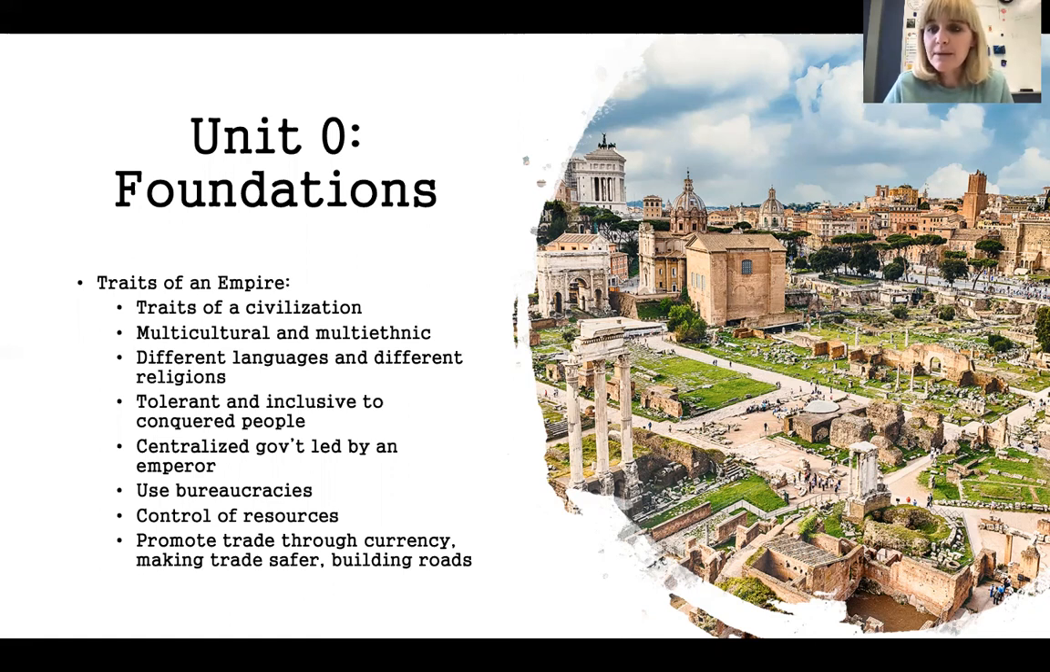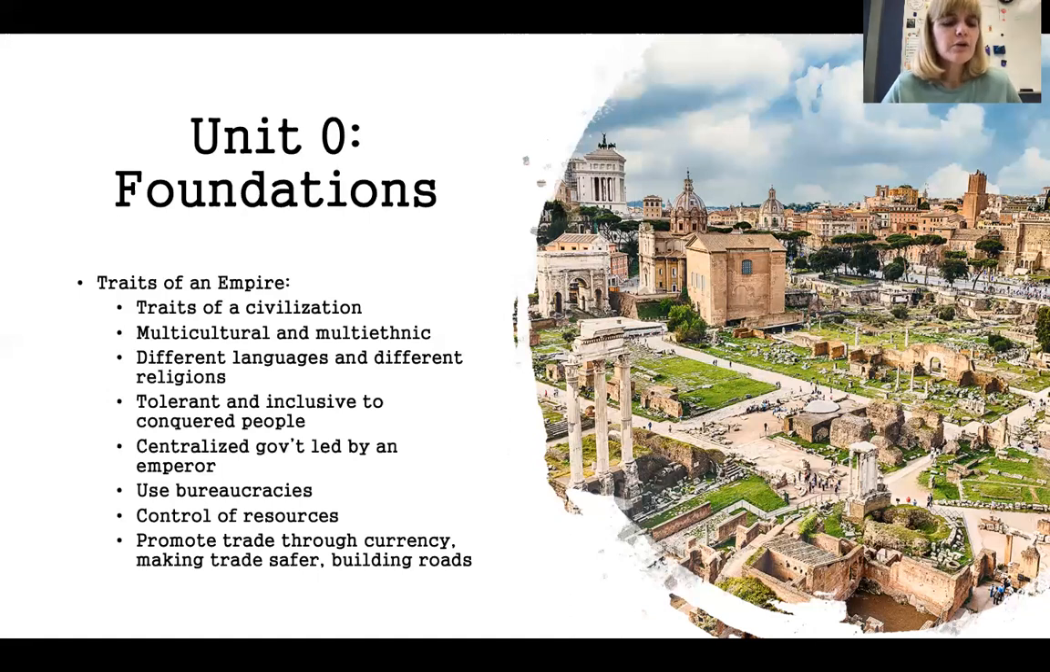And that's okay, because empires, in order to be extremely successful, they have to be tolerant. They have to be inclusive. Why? Well, if you want people to not rebel against you, and if you want conquered people to pay the taxes, you got to be nice to them. So that's why so many of the empires we've talked about are tolerant and inclusive, because it's a necessity.